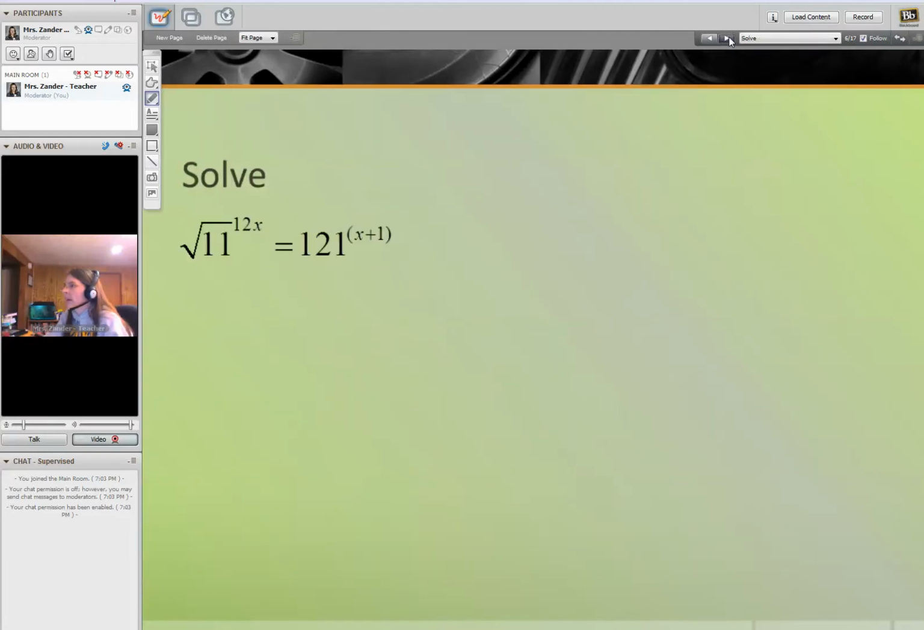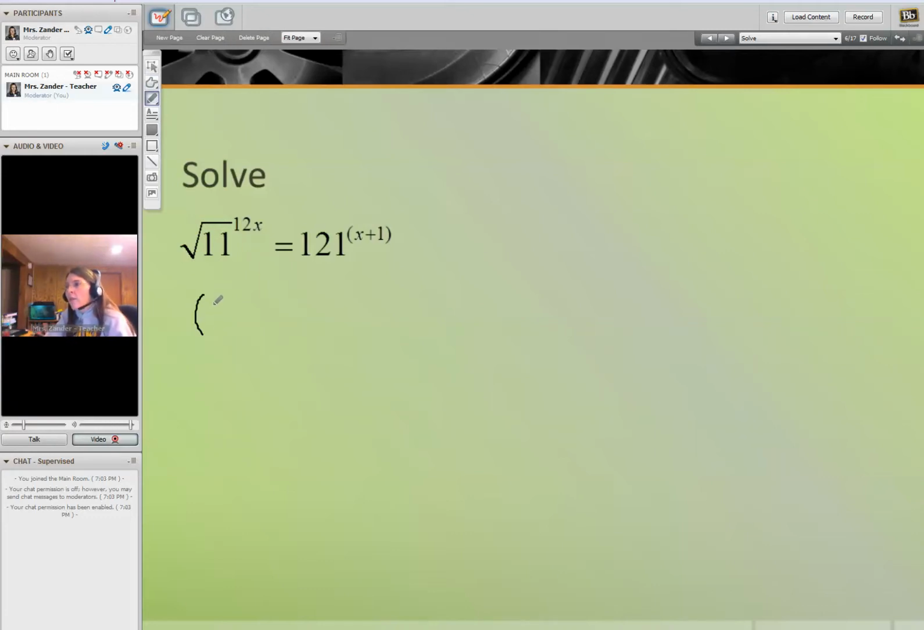All right, let's take a look at solving one. So here I have the square root of 11 to the 12x power equals 121 to the x plus 1 power. So I want to write these so they have the same base. Right now the square root of 11 and 121 are not the same base. In fact, I don't even like how the square root is there. So what I'm going to do is rewrite that.